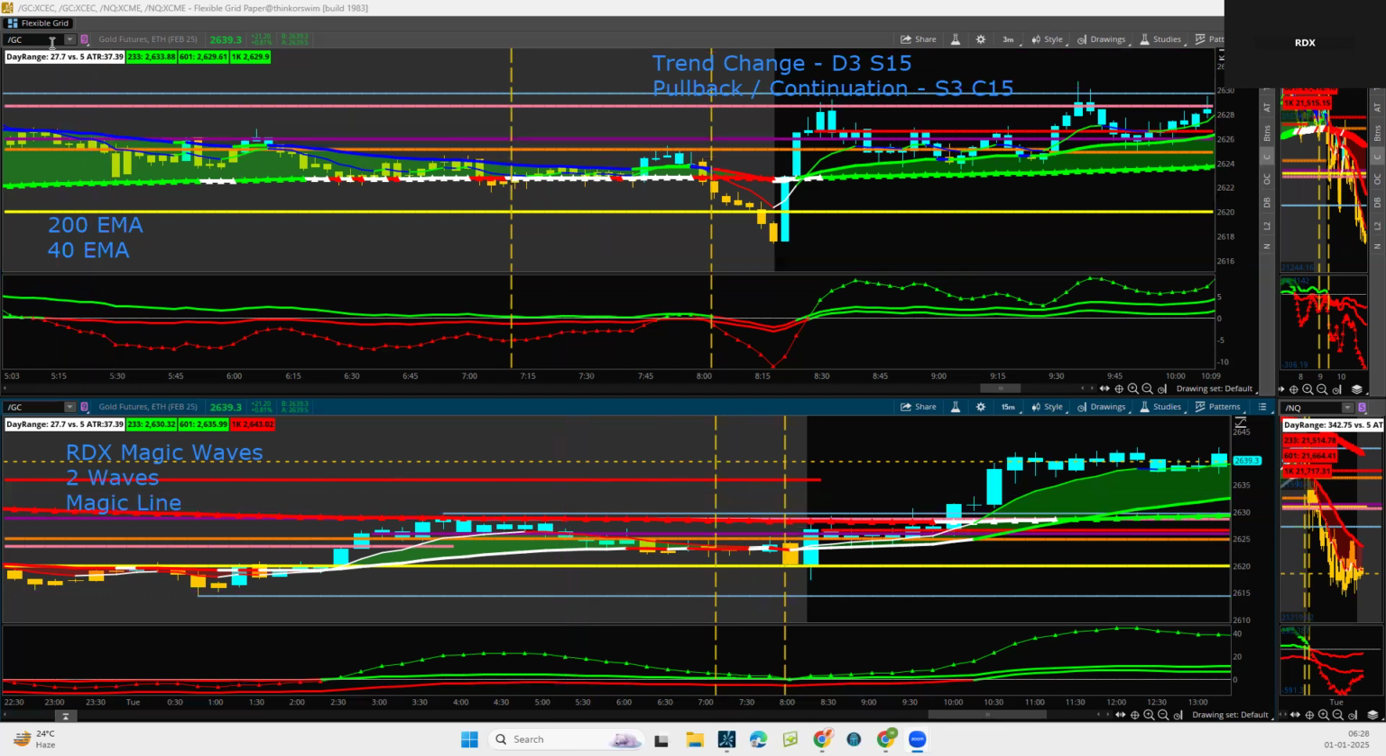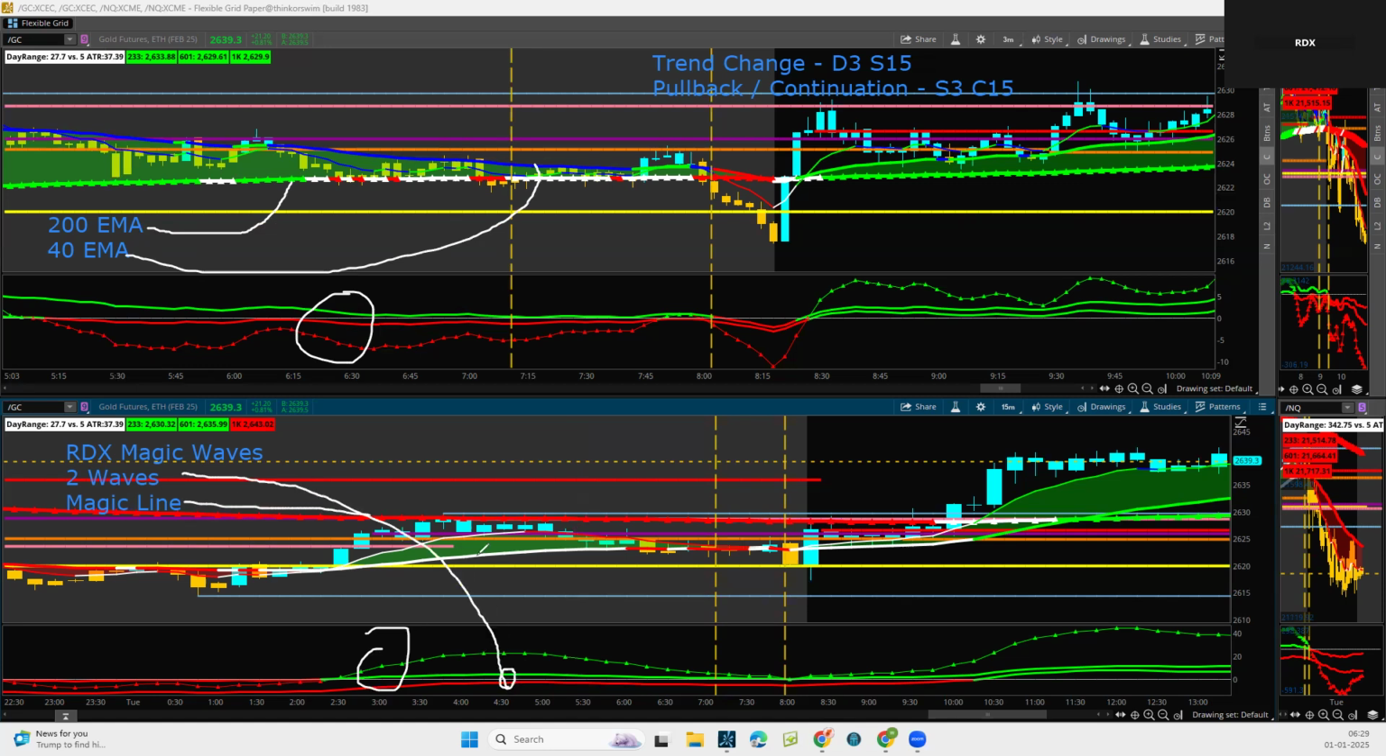So the first trade was on gold. You can see gold here, GC, gold futures. And what was the trade? Before I get into the details of the trade, let me just summarize what you see on this chart. I have the 200 EMA here. I've got the 40 EMA here. I've got the magic waves indicator here, and there are the two waves, which are these two lines here. The magic line is this triangle dotted line right there, and the same thing here and here, right?